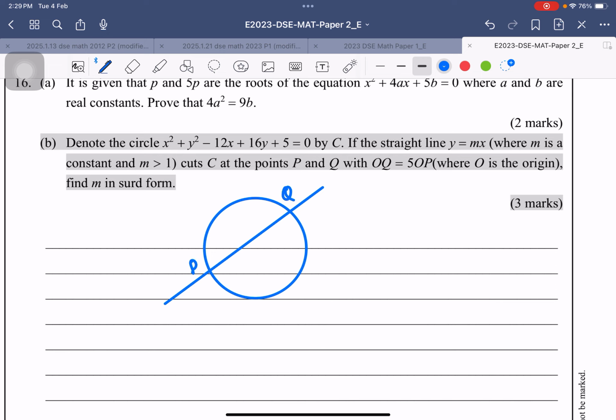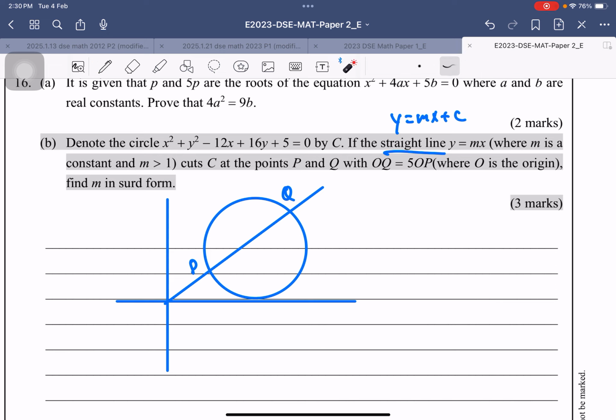Is this okay? And now we have OQ. So let's say O is the origin, isn't it? This is y equal to mx. Normally the straight line equation is y equal to mx plus c. The c is 0, so the y-intercept is 0. So the straight line must pass through the origin. Is this okay?